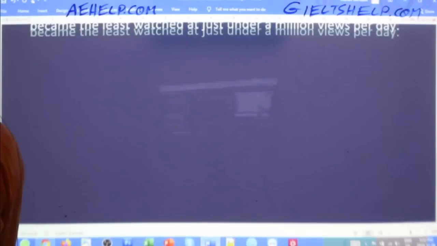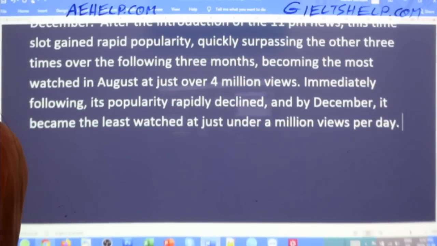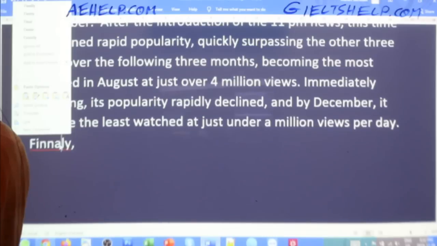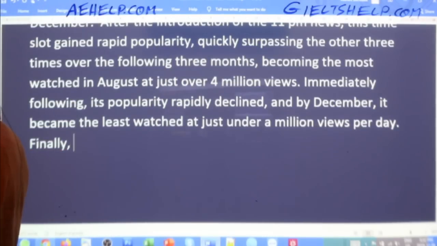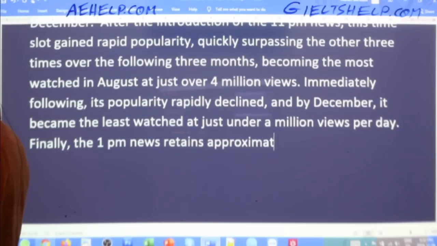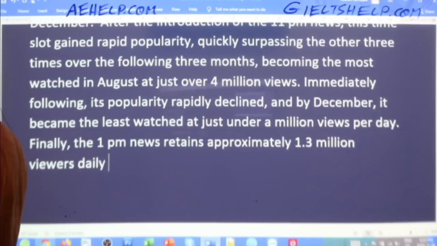So finally, there we go. Finally, the 1 p.m. news retains approximately 1.3 million viewers daily throughout the year.